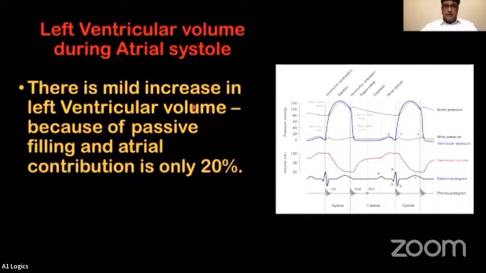Now, let us see the left ventricular volume during the atrial systole. If you correlate this on the Wiggers diagram, it is here in the red, the ventricular volume. There is a mild increase in the left ventricular volume, because of the passive filling, and the atrium is contributing about 20%. So if you see this graph in the atrial systole, there is an initial increase in pressure, right? And the atrial kick comes into action and then it gets stabilized. So there is a mild increase in the left ventricular volume.